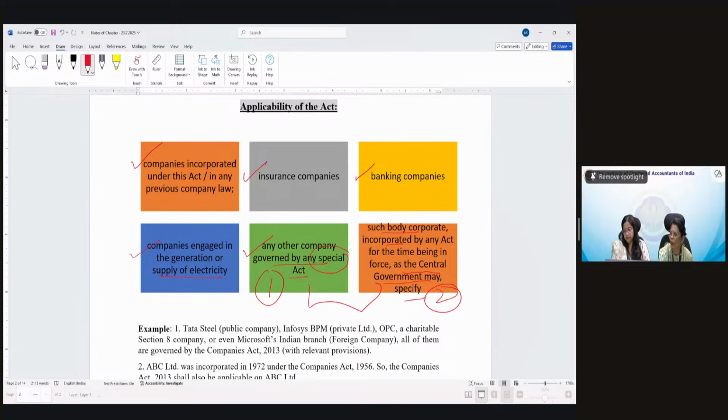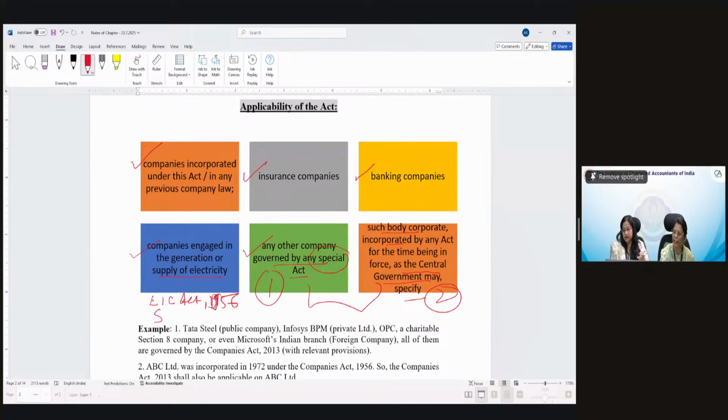So what are all the examples you would be seeing, what are all the bodies or companies which are not defined under the Companies Act but are being governed, formed or regulated under a special Act? On those bodies also, the Companies Act is applicable. You can find various examples, like LIC, the Life Insurance Corporation, being regulated under a specific act, the LIC Act of 1956. So this is a special act. Yes, they are governed by a special act.